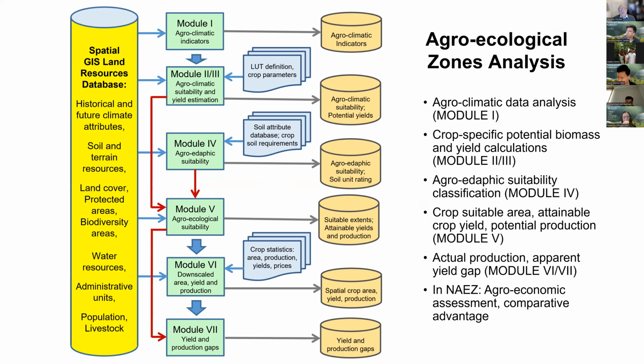The elements include historical and future climate attributes, soil and terrain resources, information on land cover, protected areas, biodiversity areas, so areas that should perhaps not, or for sure not, be considered for agricultural uses, information on water resources, on administrative units, so that we can tabulate and link it to political decision making, and ancillary data on population distribution and livestock distribution. And the global AEZ analysis runs through, in this case, 7 modules.